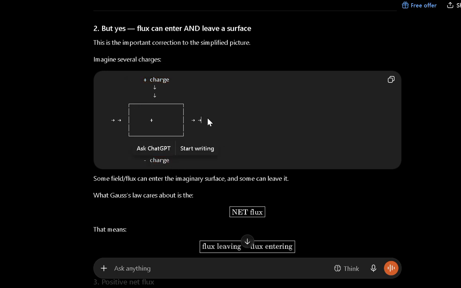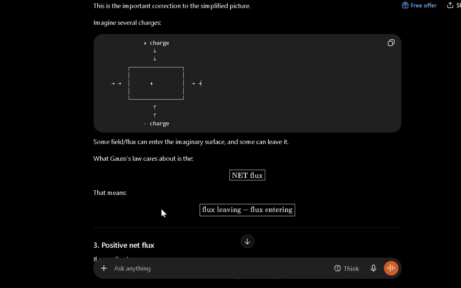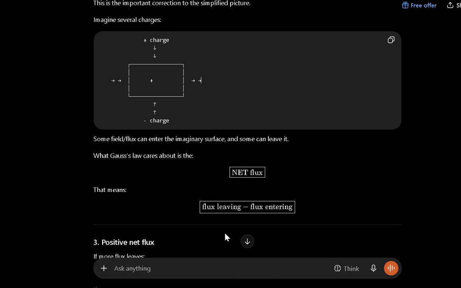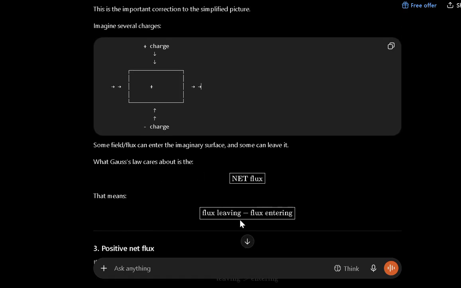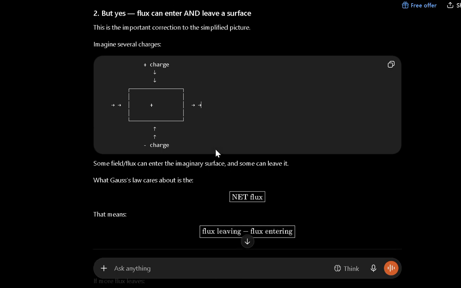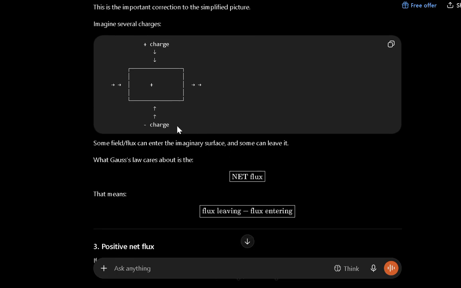Some field flux can enter the imaginary surface, and some can leave it. What Gauss cares about is net flux. That means flux leaving minus flux entering. If flux leaving is greater than flux entering, then net flux is positive.